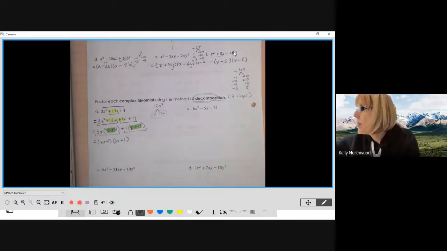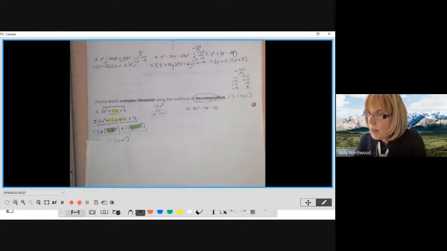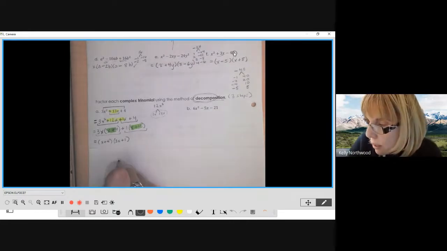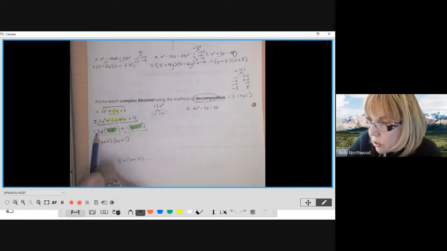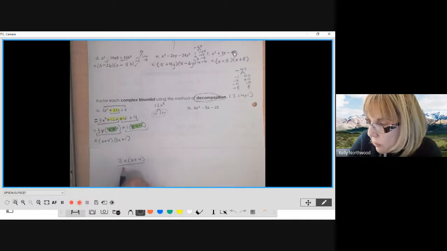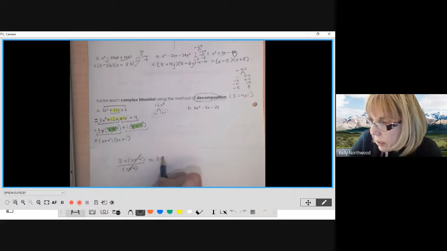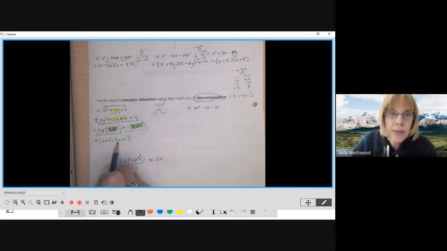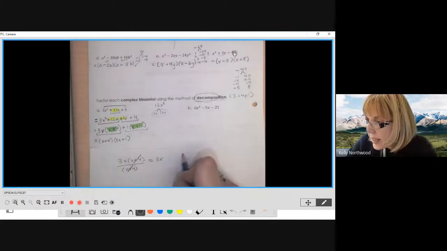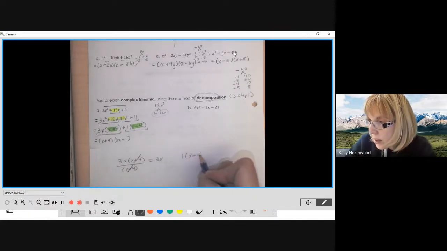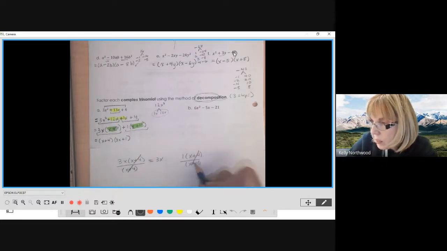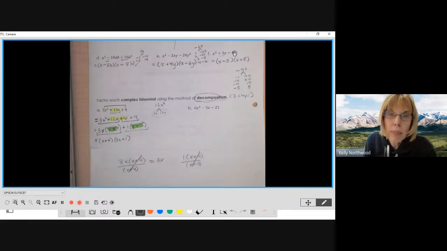Now, if this is the first time you saw it because of distance learning, I just want to show a couple things here. First of all, when I divide this first chunk by x plus 4, the x plus 4s cancel out, and I'm just left with 3x. So that's where I get that 3x from, that leftover. And then if I take 1 times x plus 4, this big chunk, and divide it by x plus 4, the x plus 4s cancel out, and I'm just left with positive 1.